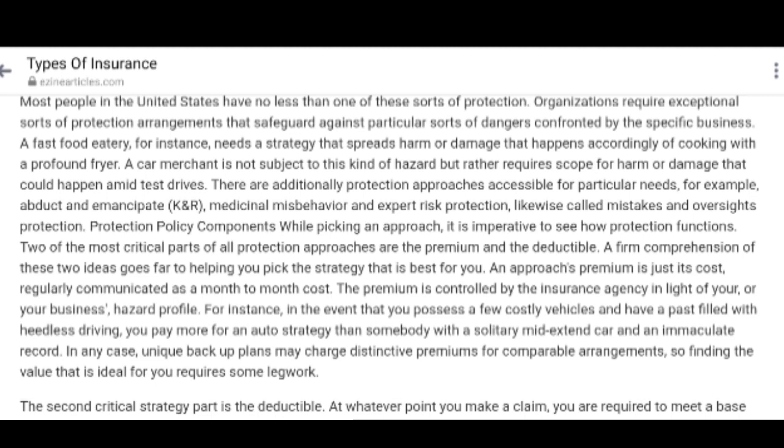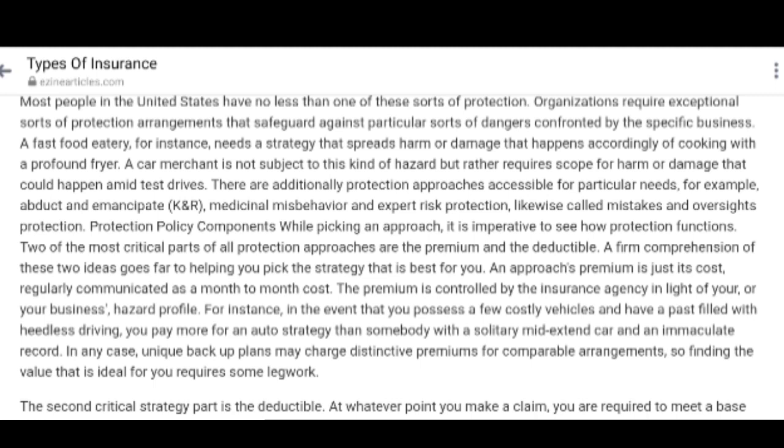Insurance policy components. While picking a policy, it is important to understand how insurance works. Two of the most critical parts of all insurance policies are premium and deductible. A firm understanding of these two concepts goes a long way toward helping you pick the policy that is best for you.